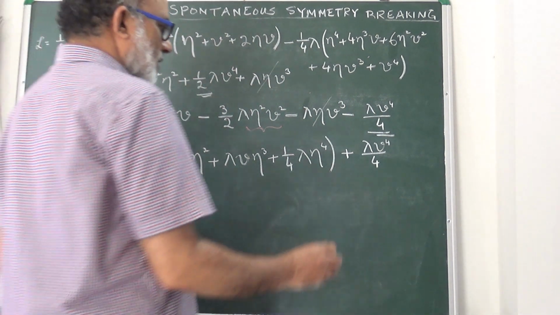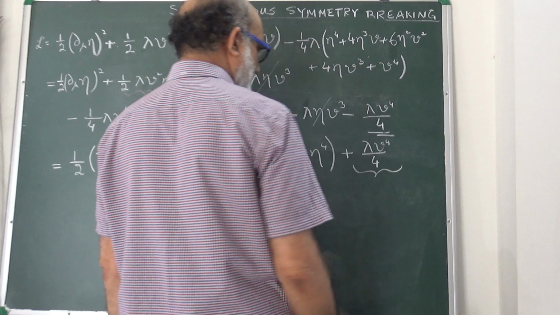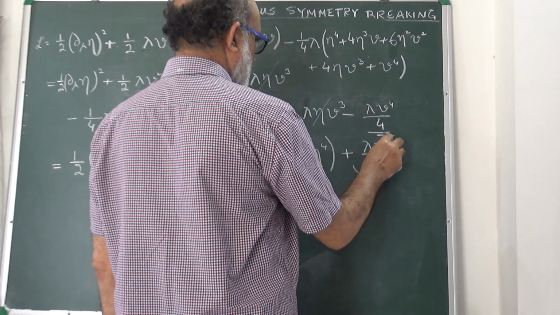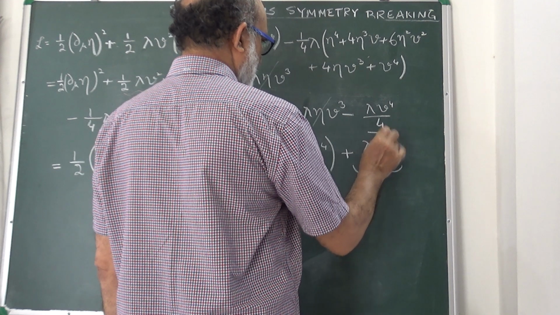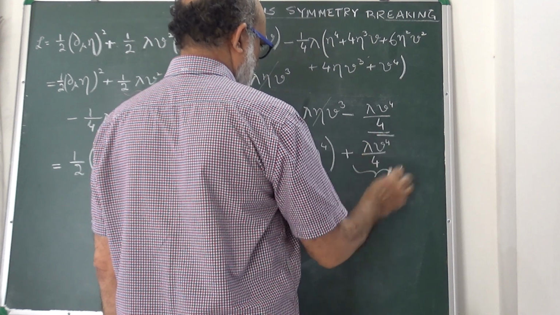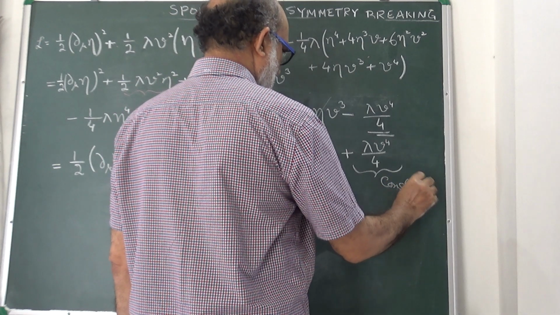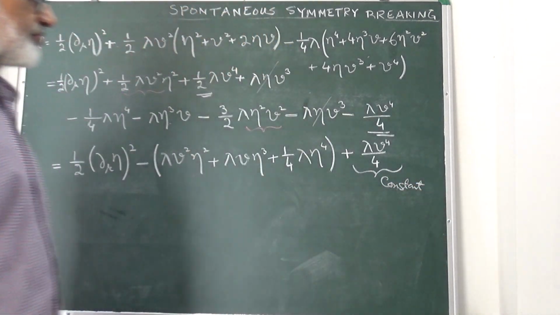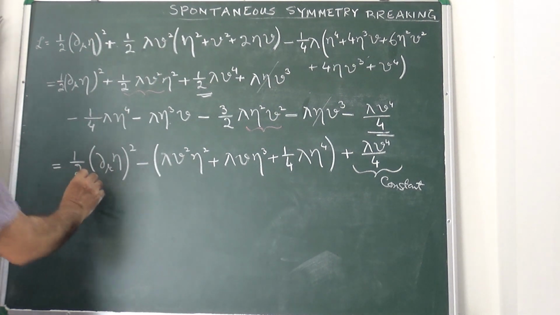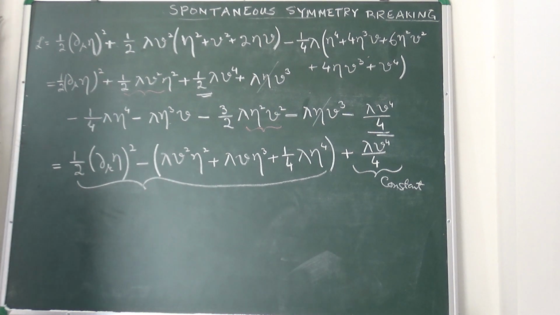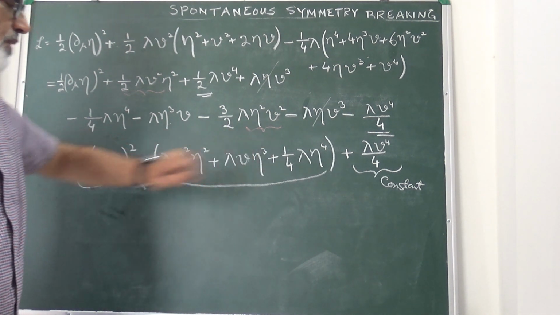But this is a constant term. Lambda is a scalar constant. B is the minimum potential in the phi field. This is a constant value. So this can be omitted. And this is the Lagrangian of the eta field, where this is the kinetic energy part and this is the potential energy part.